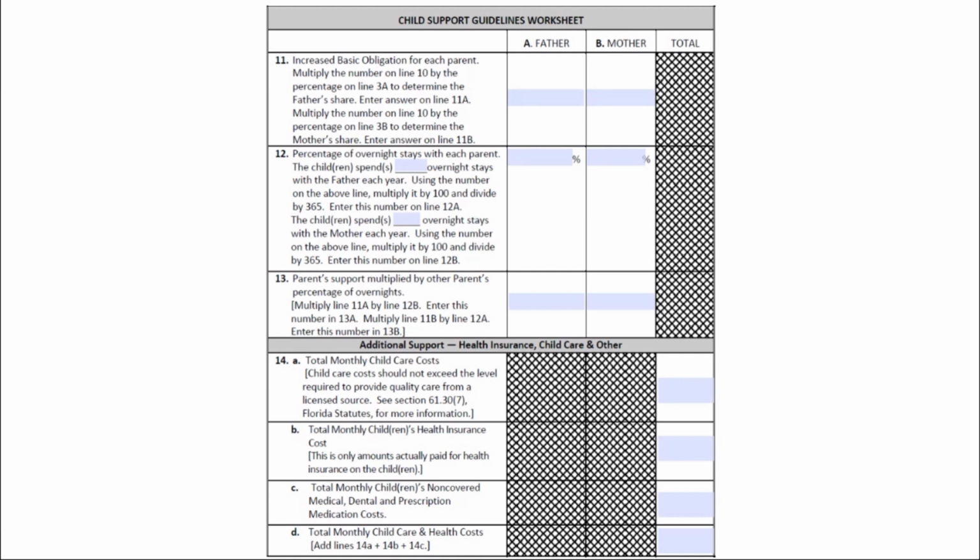Once you have 14A, B, and C determined and entered in, you will be able to total the monthly child care and health costs by adding 14A, 14B, and 14C together and putting that number in the space provided in 14D.